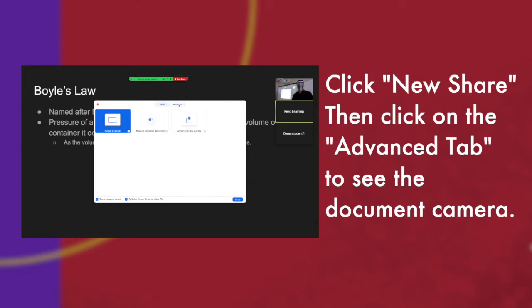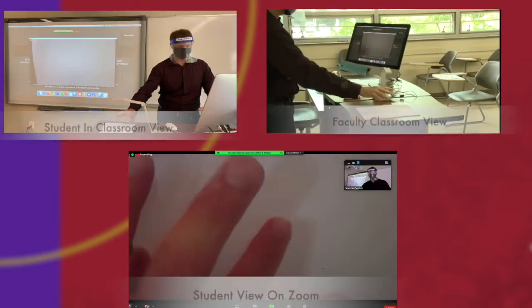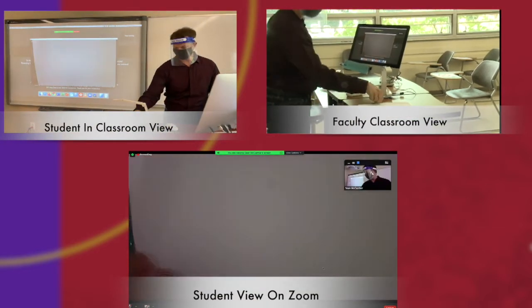When I click on the Advanced tab, I'm going to go to the content from the second camera. I click Content from the second camera, and then I click Share. It takes just a couple of minutes for the camera to warm up, and then there it is. You can see my hand waving over it.